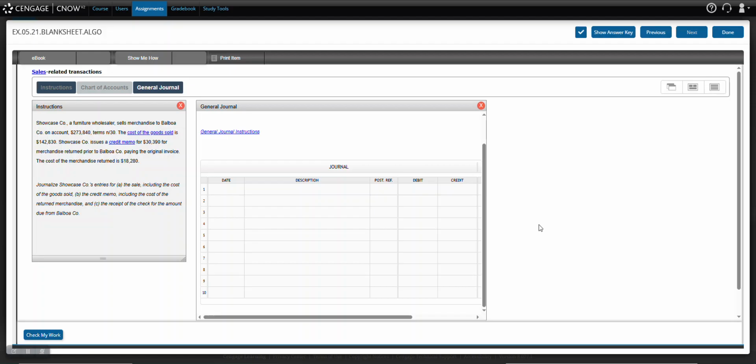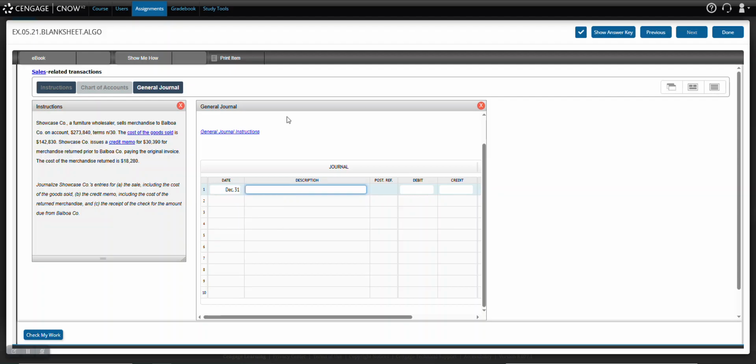Cost of goods sold is $142,830. And Showcase is going to issue a credit memo to them for $30,309 for merchandise that was returned prior to Balboa actually paying that original invoice, and the cost of the merchandise return is $18,280. And they tell us for the purpose of this, since they aren't given any actual dates, just to use December 31st for all of them.